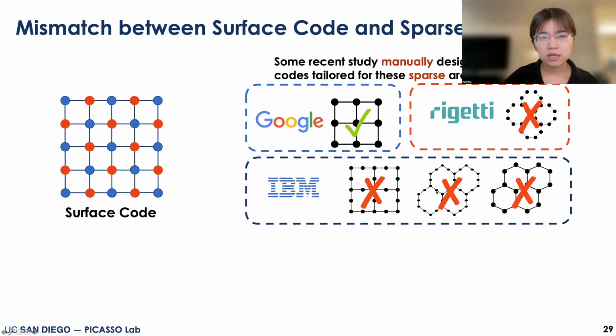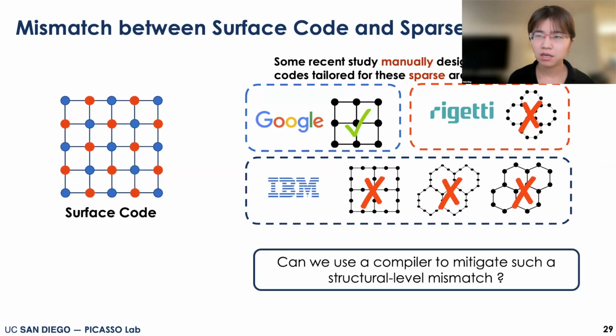So one question is, when we have this kind of sparse architecture, do you really need to design a new error correction code for it? Actually, a lot of IBM domain experts are trying to manually design new codes tailored for this architecture. But as a system person, is that really necessary? Sometimes we feel like a non-perfect match is usually the best solution, just as in a memory hierarchy. And it's possible it could be more cost effective. To this end, we wonder, can we use a compiler to mitigate this kind of structural mismatch?